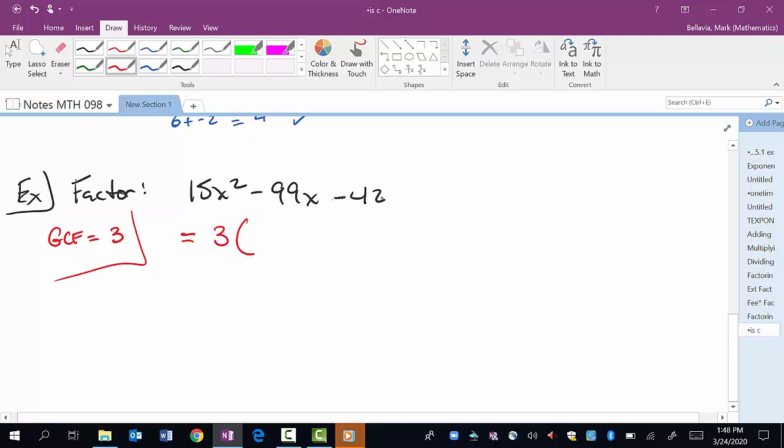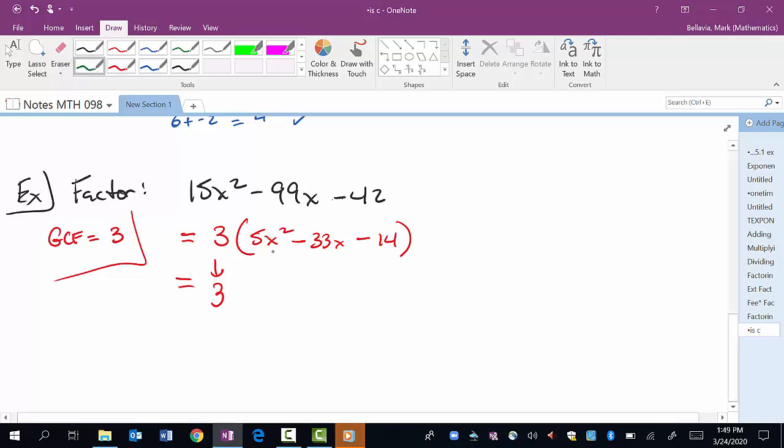Remember, you're just dividing it from each term. So 15x squared factoring out the 3 leaves me with 5x squared. Negative 99x factoring out 3 leaves me with negative 33x. And negative 42 factoring out the 3 leaves me with negative 14. We'll close the parentheses there. Remember, when you take a GCF out to the front, it stays in front for the whole problem. And then I want to work on the inside of this.